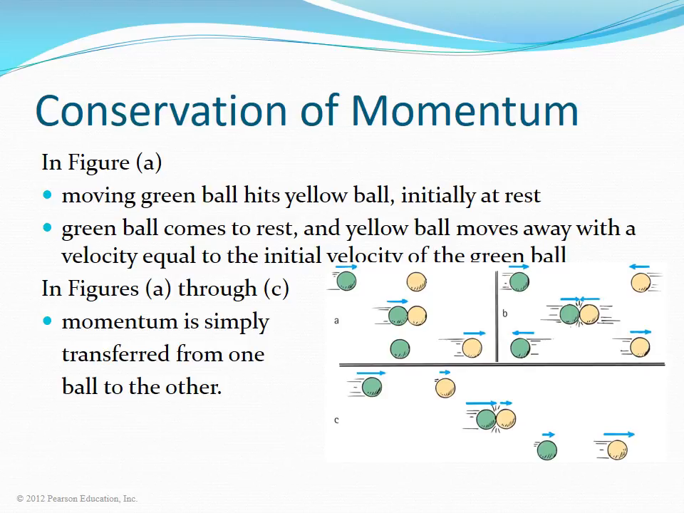In figure C, the green ball and yellow ball are moving in the same direction, but the green ball is moving faster, overtakes, and then collides with the yellow ball. After the collision, the yellow ball moves away from the green ball at the speed at which the green ball was approaching. The green ball is moving at a slower velocity. In figures A through C, momentum is conserved in all cases. Momentum is simply transferred from one ball to the other.